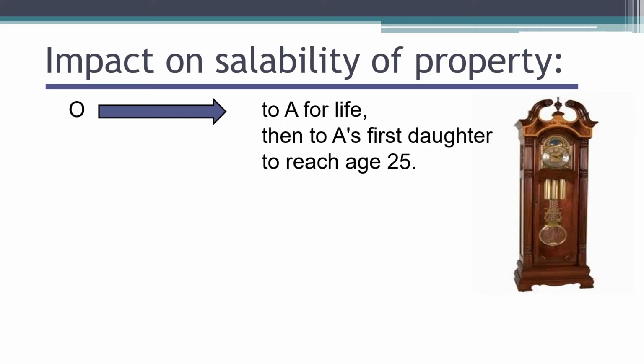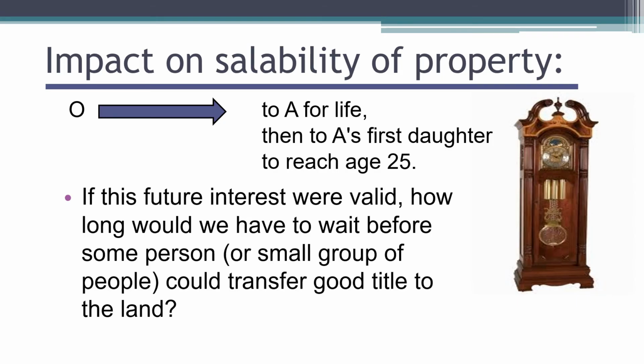Let's think about the impact of the rule against perpetuities on how quickly a piece of real estate can be sold in the open market. Let's go back to our previous example that said to A for life, then to A's first daughter to reach age 25. If this future interest were valid, in other words, if we didn't have a rule against perpetuities, how long would we have to wait before some person or small group of people who are alive could transfer good title to the land? Well, we'd need to have both the holder of the life estate, which is A, and the holder of the remainder, which is A's first daughter to reach age 25. We need to have them both join in the conveyance.